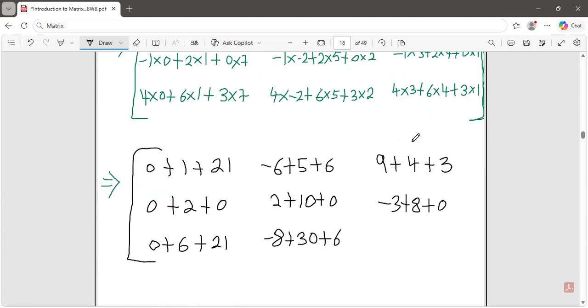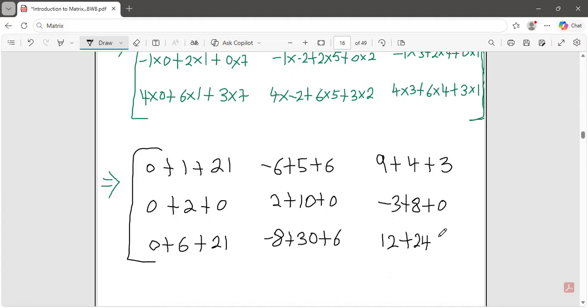Let's quickly complete the last one. 3 times 4 is going to give all of us how much? 12. Okay, so we're going to get 12 plus 6 times 4. 6 times 4 is going to give us what? 24.